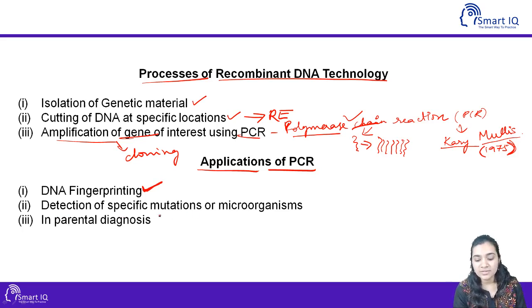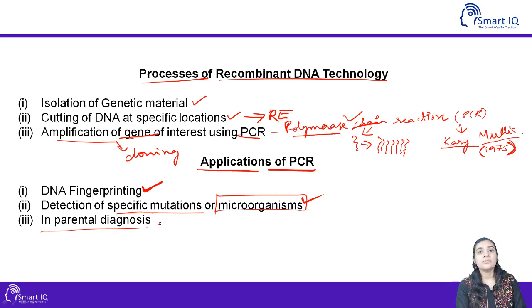Now, detection of specific mutations or microorganisms. Specific mutations of interest can be detected using a PCR, and microorganisms as well. If we have the genetic sequence of a particular organism, we can check whether that microorganism is present. Maybe a patient's sputum sample is taken and a PCR is run to find out if there are TB organisms in that sputum. Then there is parental diagnosis, because we can take a minuscule amount of DNA and find out whether the child or offspring belongs to a particular parent. So it is mostly involved in legal issues.